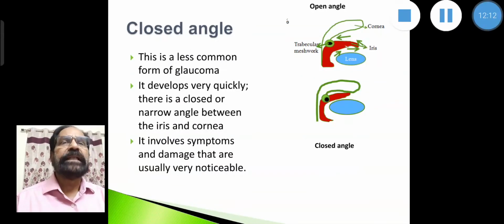Then closed angle. It is a less common form of glaucoma. It develops very quickly. There is a closed or narrow angle between iris and cornea, as you can see in the picture where the angle is closed, and a comparison is also given with open angle and closed angle. It involves symptoms and damage that are very noticeable.